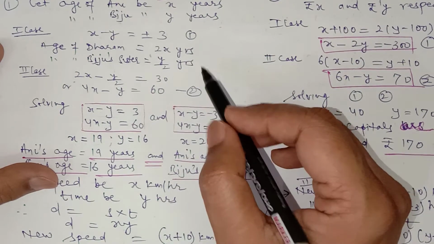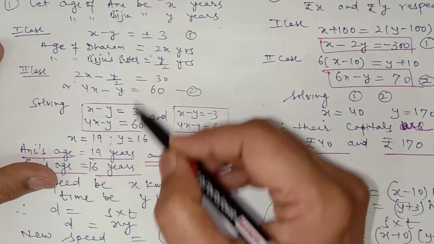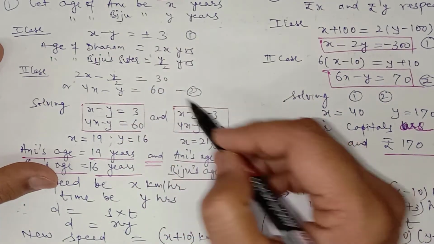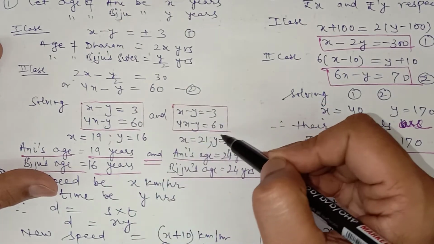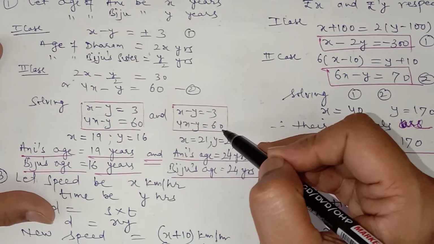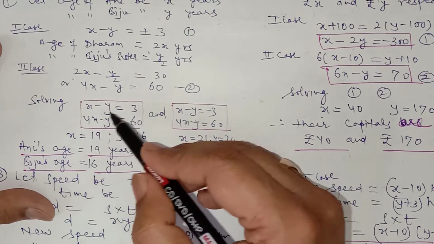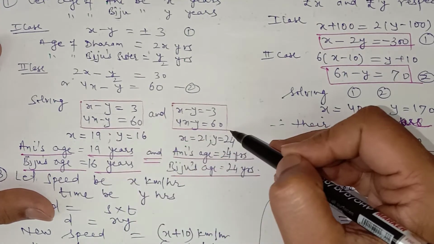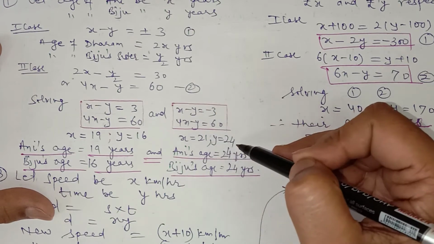You will get two pairs of equations. x minus y is equal to 3, 4x minus y is equal to 60. And x minus y is equal to minus 3 and 4x minus y is equal to 60. Solve them separately. In the first case, the value of x will be 19 and the value of y will be 16. In the second case, the value of x will be 21 and the value of y will be 24.